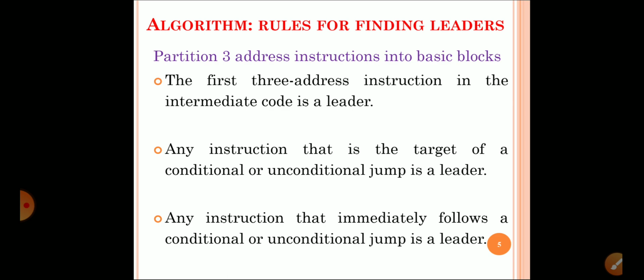Now the first thing you have to note here is that we have to partition this three address instruction sequence into basic blocks. How to do it: it has to be done by recognizing some leaders. What is a leader? A leader is nothing but the first instruction in a basic block. After applying this algorithm, the expected output is a list of all basic blocks for that sequence, in which each instruction is assigned to exactly one basic block.